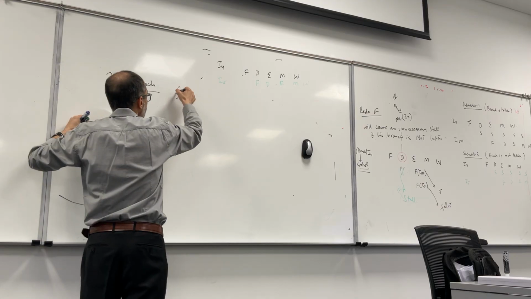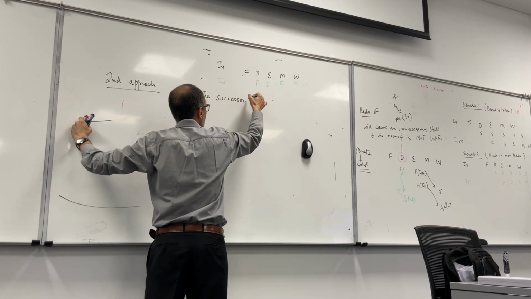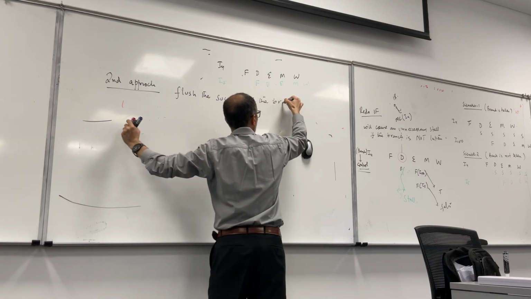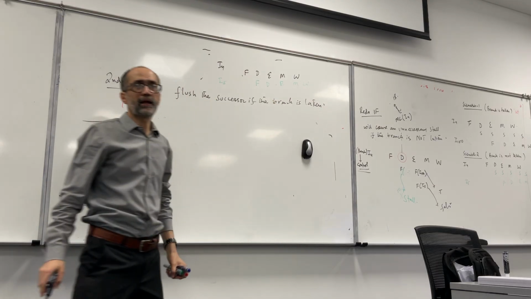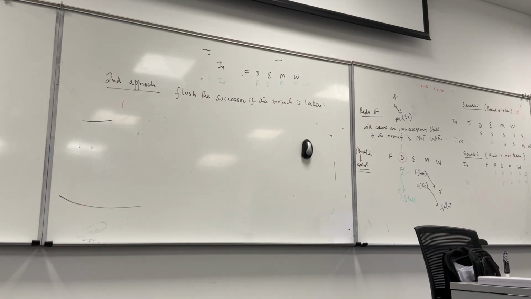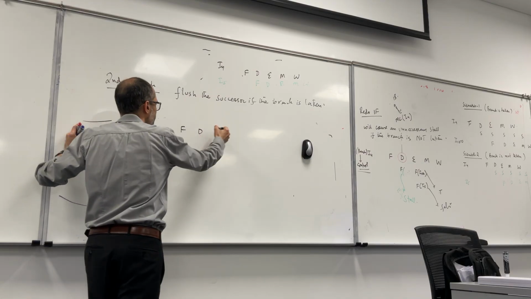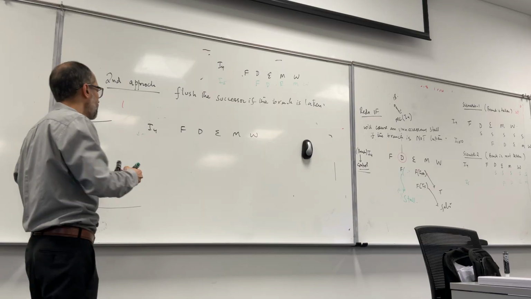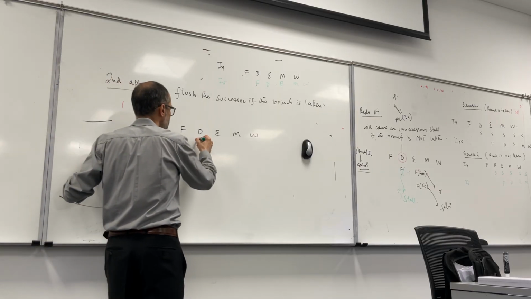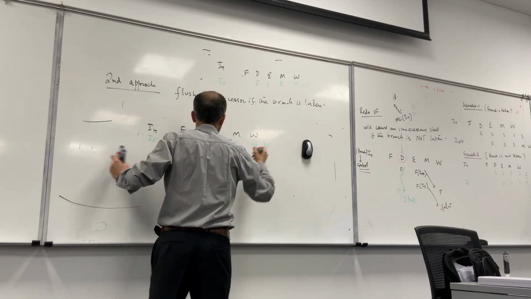Flush the successor if the branch is taken. So we flush the successor if the branch is taken. Now let's say we have I4 here. Fetch it, decode it, execute it, memory, and write back. And then we have I5. We fetch I5, no problem. So it's fetch here, decode here, execute here, memory, and write back here.